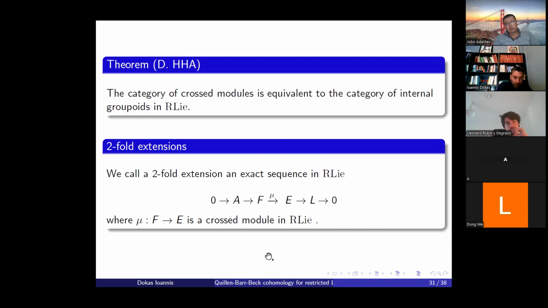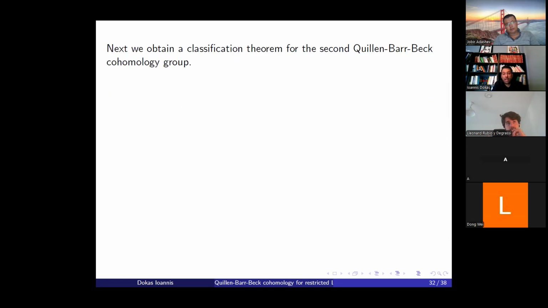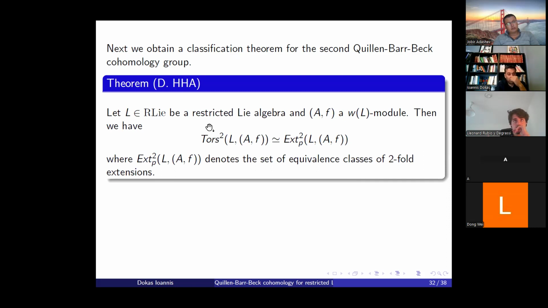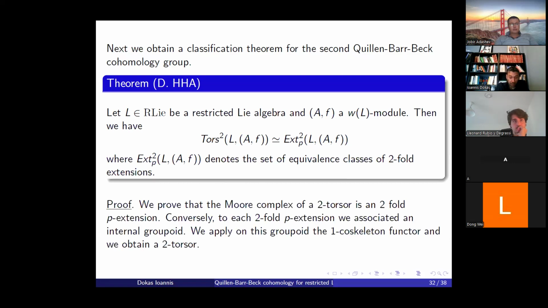Now, once we have this notion, we can state the second classification theorem. And this is related with the second Quillen-Barr-Beck cohomology group. What we can prove is the following. And again, the details of this proof can be found in the second paper. We prove that the set of equivalence classes of twofold extensions that we have on our right is in one-to-one correspondence with the set of connected components of the category of two torsors. As for the proof, as I said, details can be found in the paper, but I can say a little bit how it works.